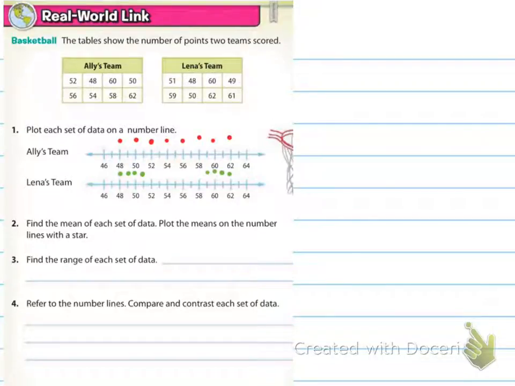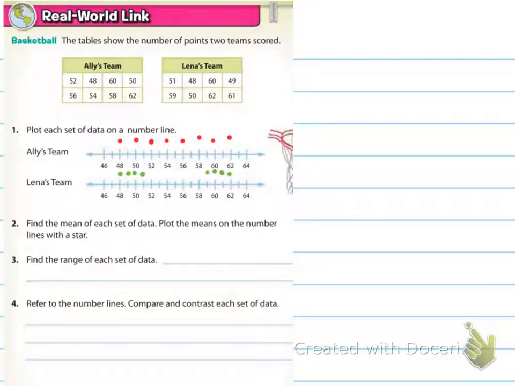So here's what your number line should look like. Allie's are really evenly spread out. It looks like they skip count by 2 when you put them in order. And Lena's team kind of bundles on the high side of 40s, low side of 50s, and then also bundles in the high side of 50s, low side of 60s. So we've got 2 little bundles on hers.